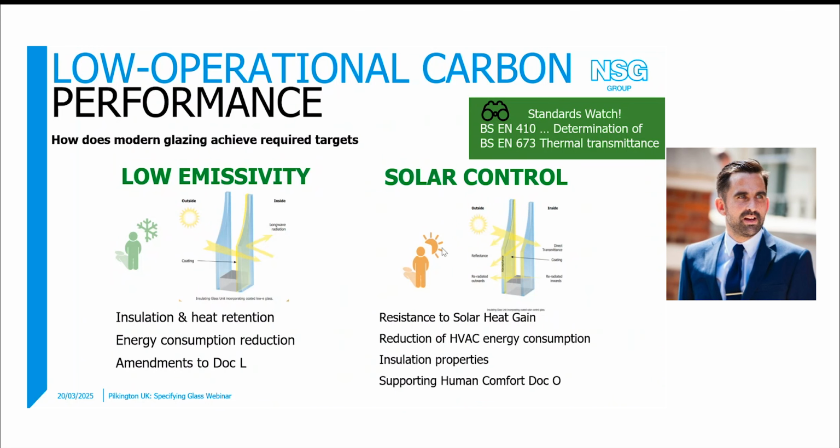Standards watch here, BS EN 410 for glass in buildings is the determination of luminous and solar characteristics of glazing, and this specifies methods for determining the light and solar energy characteristics of glazing that's used in buildings, including the visible light transmittance, the reflectance, and the solar heat gain. And BS EN 673 is thermal transmittance of glazing. So that standard specifies a calculation method to determine the thermal transmittance of glass.